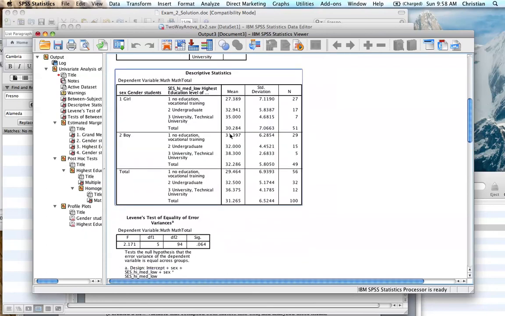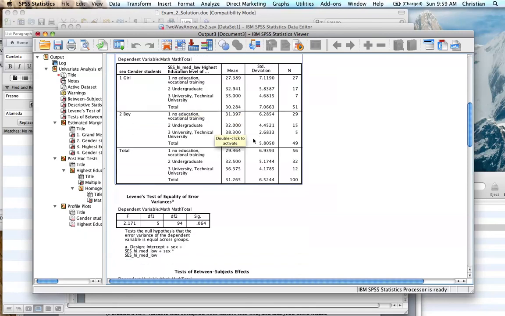Then we have the descriptive statistics. We see this box is the girls with parents from a lower educational background, girls with parents with an undergraduate degree, and girls with parents of a higher university degree. These three, same thing for the boys, and then the overall total for each of the educational groups and the overall total for the entire population. The total for the genders is the last line here. This is the total for all boys, for all girls.